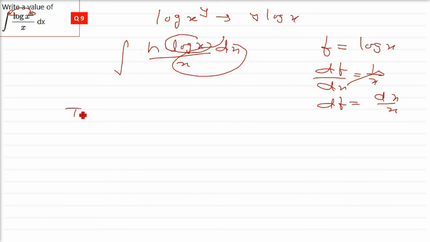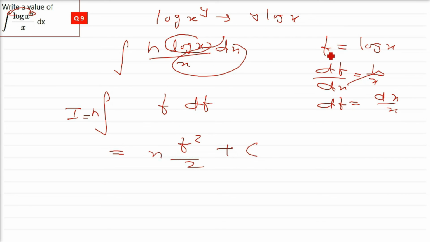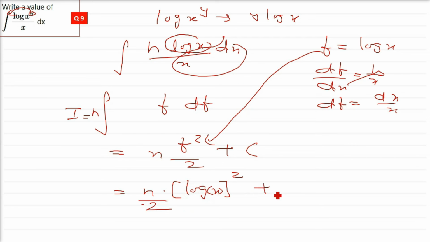So we can do the replacement here. dx by x can take the place of dt, or dt can be replaced like this. Log x is t, n can be taken out. It will be simply t square by 2. n is already there plus a constant of integration, and t was taken as log x, which needs a final replacement. This will be n times log x to the power 2 plus a constant of integration. So this is n by 2 log square x plus a constant of integration.